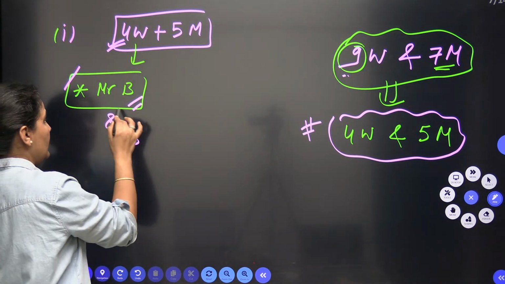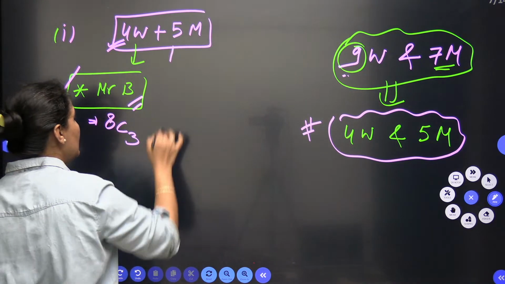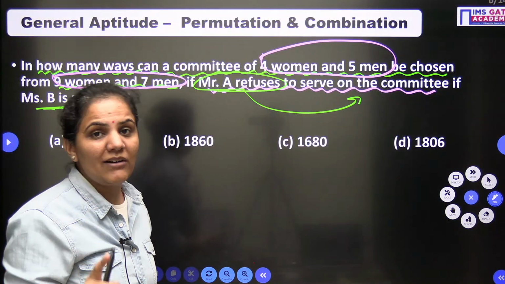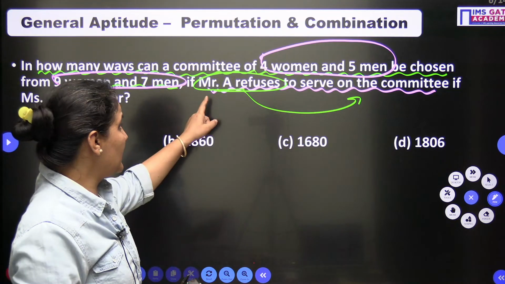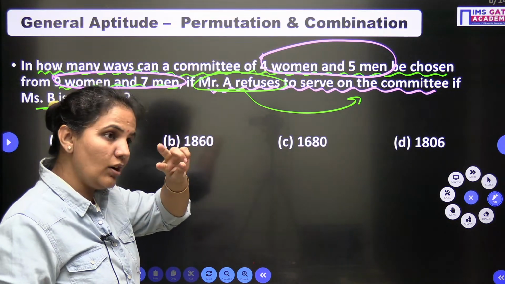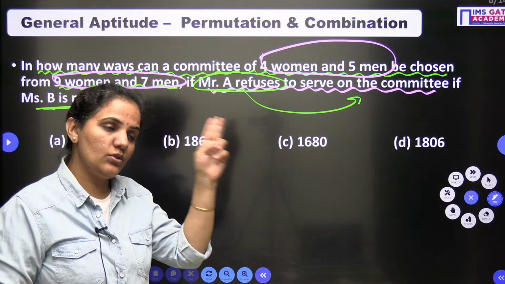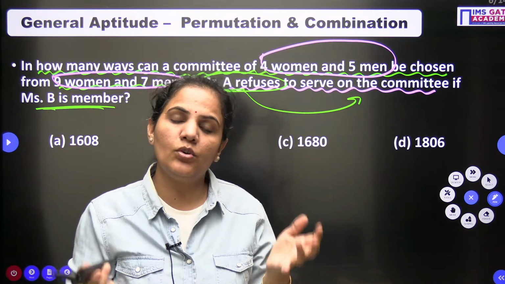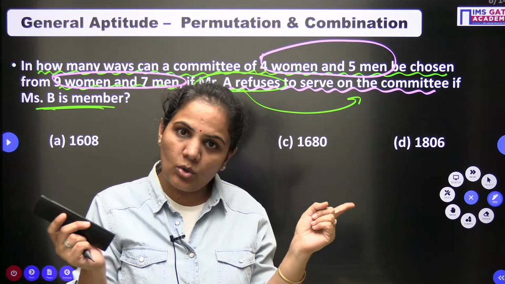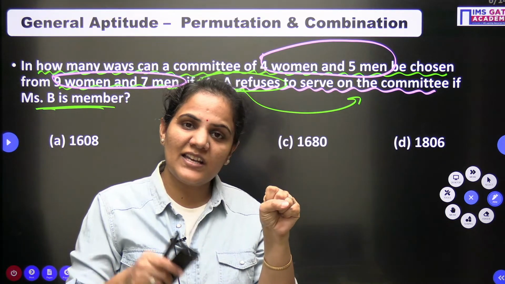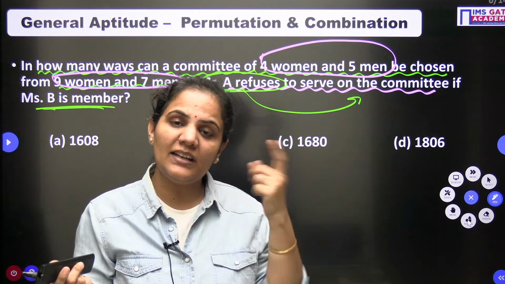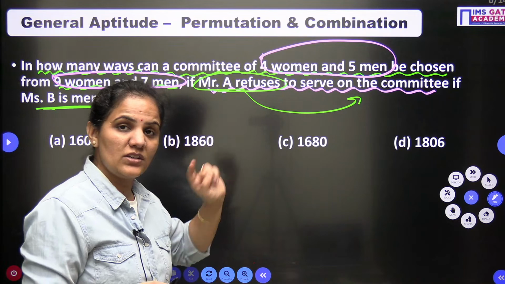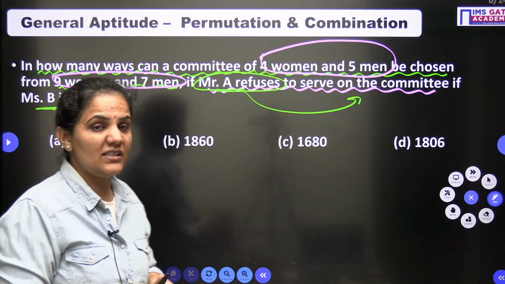So here we can go with, for the woman, 8C3. When I go for the man, as Mr. A will now not be available, because it is given that Mr. A refuses to serve. It's not mutual. The question which we discussed earlier, where X and Y don't want to work together, means if X is there, then Y will not be there, and if Y is there, then X will not be there. But here it's a simple case when Mr. A refuses to work when Miss B is there.